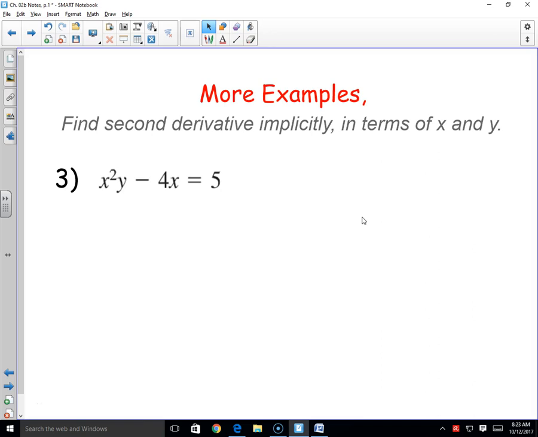Does this make sense? So then I added the 4, because it doesn't have a dy/dx. I subtracted the 2xy, because it doesn't have a dy/dx. Then there's only a multiplication left, so I divided by x squared. Does that make sense?